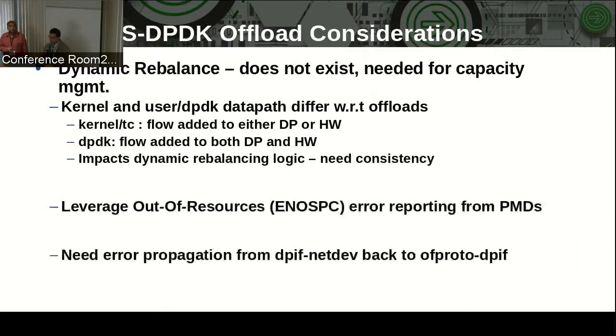One of the other things that we need to look at is a feature called dynamic rebalance that we added in the kernel mode for TC offloads. We need something similar in OvS DPDK, but there are some differences with respect to how the data path handles the flow offload. In the kernel mode, a flow gets added to either the data path or hardware. But in OvS DPDK, the flow is added to both the data path and hardware. So the way we handle the errors and the dynamic rebalance logic needs some consistency with respect to both kernel and OvS DPDK.